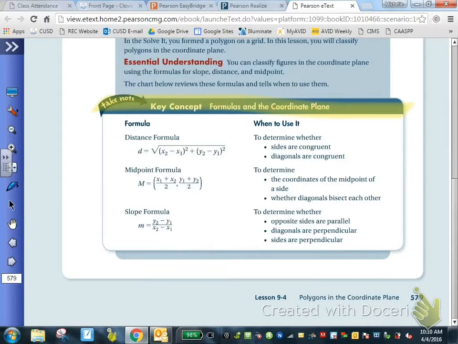Formulas in the coordinate plane. So we're going to read through these, and this is useful because it tells you what the formula is, and then it tells you how we're going to use it. So what I want you guys to do is read through it right now with your partner and do a little annotating. Underline some of the important key words in here and talk with your partner about how we are going to use these formulas and when to use them and why they're important.